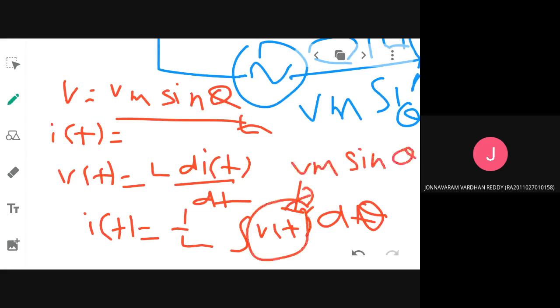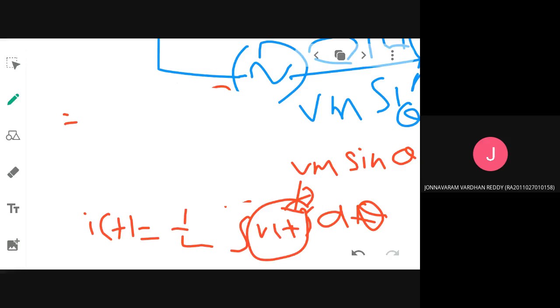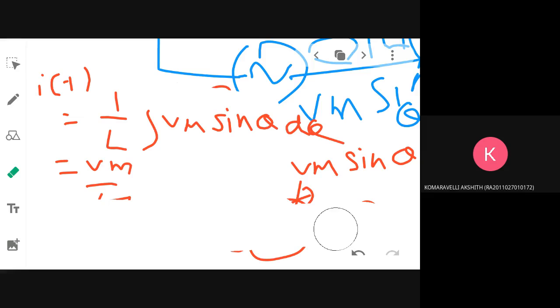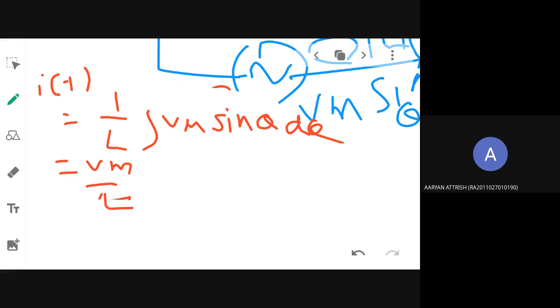So tell me, what is I of t? It is 1 by L into the integral of Vm sin theta d theta. Vm is a constant, so I can take it out. So what is the integration of sin theta? Minus cos theta.